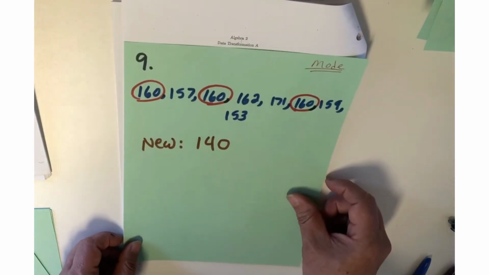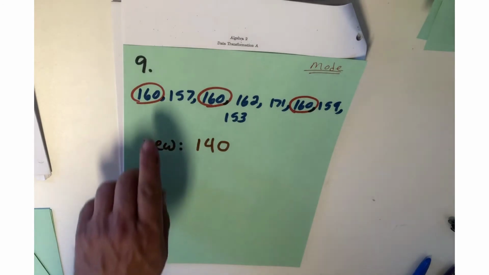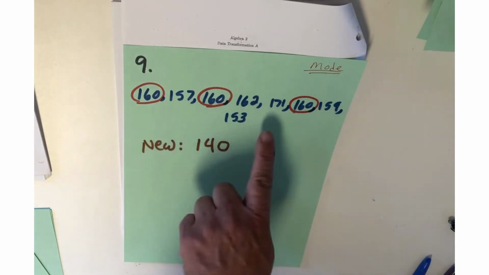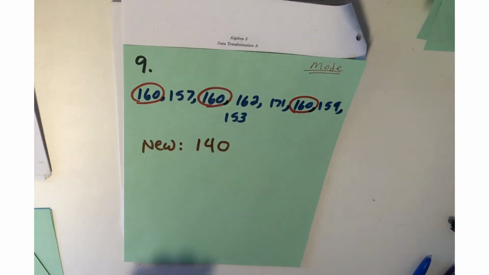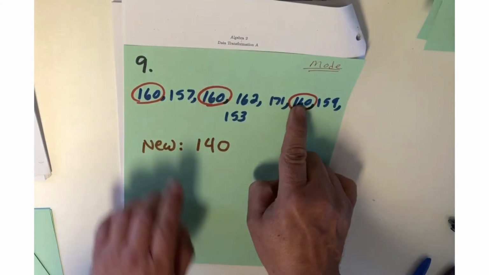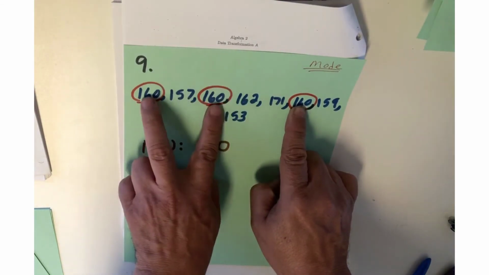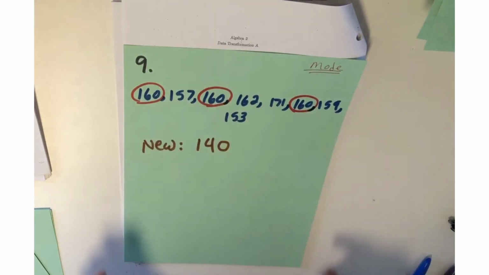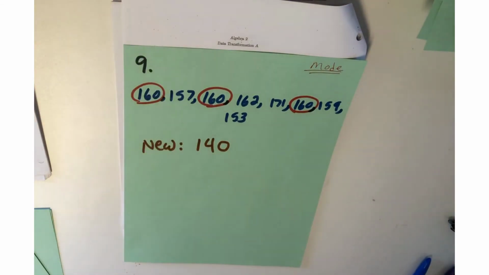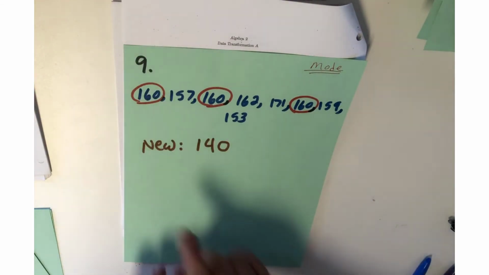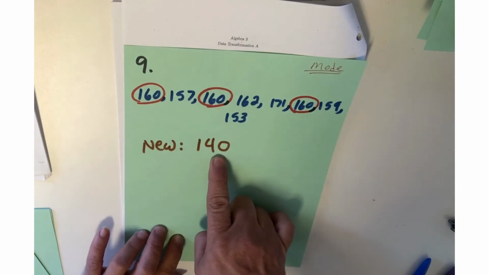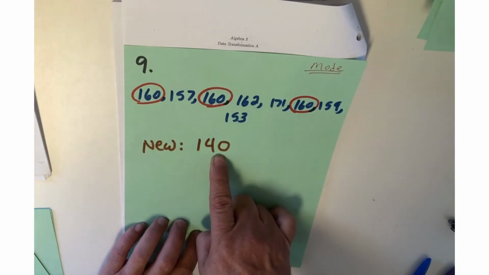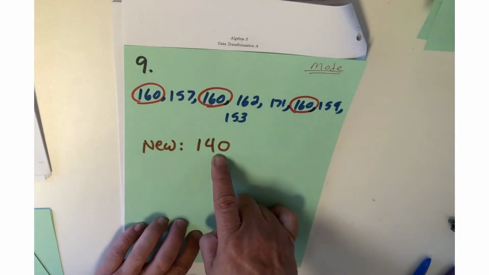So here we are. That's my data set of numbers there, and here's all their heights in centimeters. Right now, the mode is 160 because there are 3 students that have a height of 160 centimeters. A new student walks in, a little bit shorter than everybody else, and his or her height is 140 centimeters.